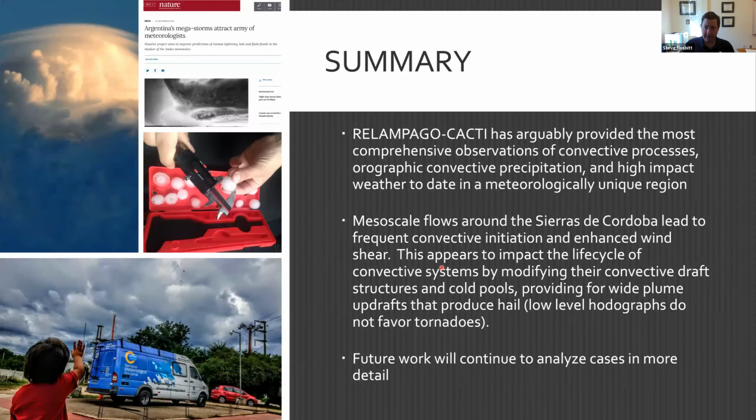So in summary, we have a very comprehensive observational data set of convective processes near terrain, which is something that we don't have so much in North America. And also we've shown that it's a meteorologically unique region that has interesting types of convection. And our future work will continue to analyze cases in more detail. And of course, I'm open to collaborations. If the data sets that we provided may be useful for your work, I'd be happy to talk about how we can use those together.